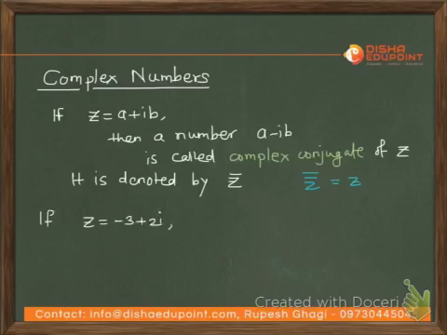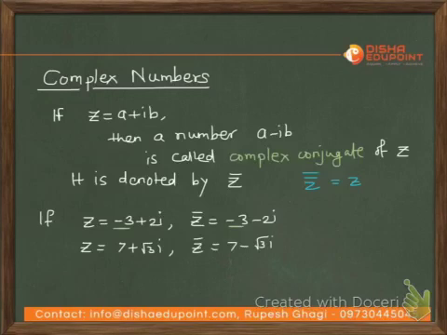Now, if z is equal to minus 3 plus 2i, then z bar will be equal to minus 3 minus 2i. Here you can observe that for taking the complex conjugate, the real part is to be kept the same, and we have to change the sign of the imaginary part of the number. Similarly, consider another example. If z is equal to 7 plus root 3i, what will be the complex conjugate of this number? Obviously, z bar will be equal to 7 minus root 3i. Right? So, we have kept the real part as it is and changed the sign of the imaginary part.